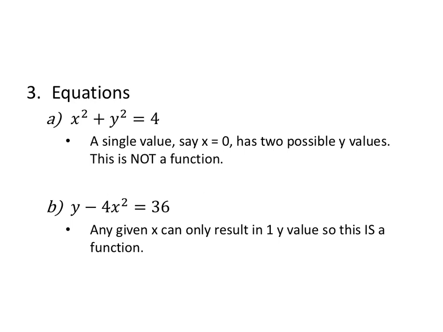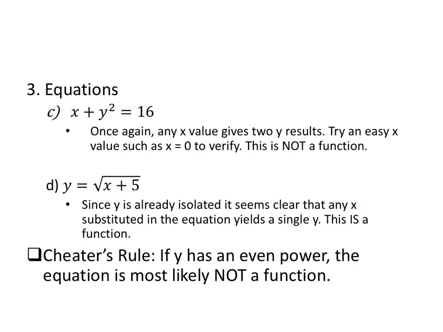In example B, y minus 4x squared equals 36. Take any given x value. When you substitute and solve for y, there's only one value possible, so this one is a function. Example C, x plus y squared equals 16. Once again, we only need one value that disproves that it's a function for it to fail. So any x value gives two y results. I'm going to use x equals 0. If x equals 0, then y squared equals 16, and y equals plus or minus 4. It's not a function.